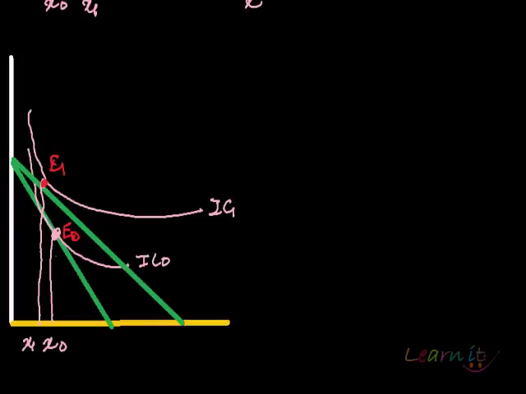So you have this kind of price offer curve in the case of a Giffen good. So what is a price offer curve? A price offer curve is the locus of all equilibrium points when price changes and the income of the consumer is constant. So what we have gathered from here is that the price offer curve for a Giffen good could be backward bending or negatively sloped, while the price offer curve for ordinary goods is going to be positively sloped.